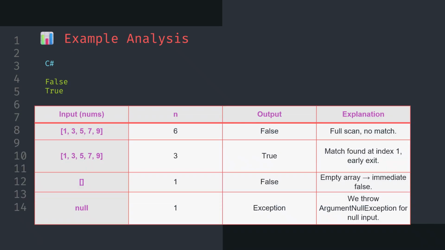For an empty array, we should get false quickly. We choose to throw for null input to make bugs visible. If you'd rather have a tolerant function that returns false for null, it's a tiny change. The manual search and the LINQ implementation produce identical results for these examples.